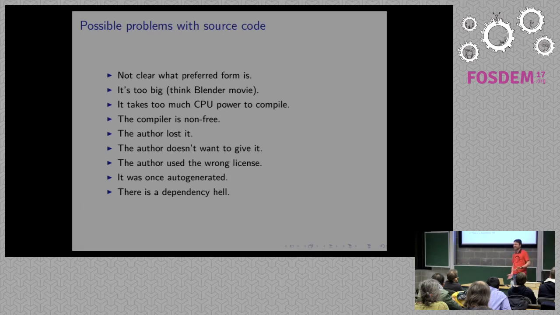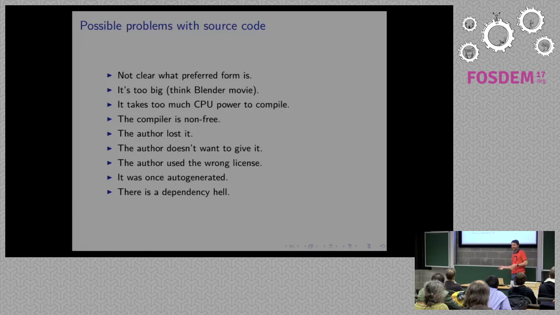Sometimes it's too big. For distributions, we only have so much space on our mirrors that host our packages. Blender has a competition where people can make movies, or this gets sponsored and they make them. These movies, well, if you download the end result, it's maybe a few hundred megabytes. That's already quite large. But all the sources used to produce that movie, wow, that's multiple gigabytes. So distributions cannot, for example, ship this. Sometimes it also takes too much CPU power to compile something. Again, these movies have to be rendered, for example. You need a compile farm and weeks of CPU time to actually produce the end result. Sometimes the compiler or whatever tool you use to go from source code to object form is non-free.